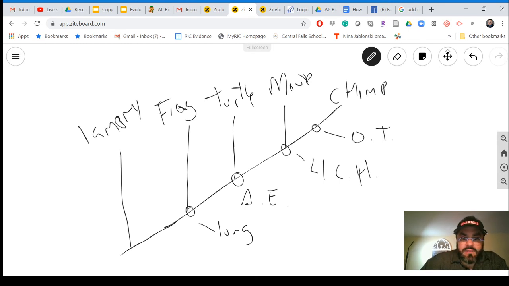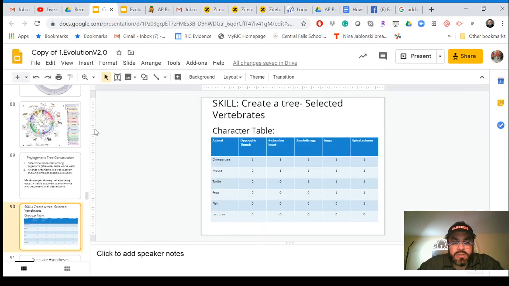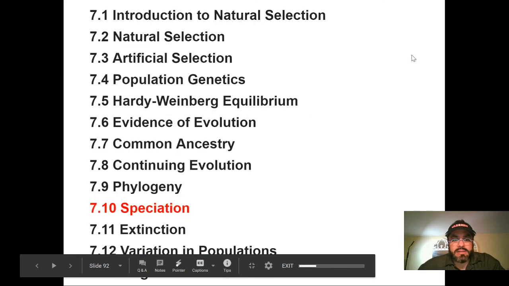Everybody here after the frog has lungs. Everybody after the turtle has an amniotic egg. Everybody here has a 4-chamber heart. Everybody here has opposable thumbs. And so what you end up doing is creating a situation where you can explain the relationship of these organisms. I hope that makes sense. If you have any questions, there are tons of videos on how to make these things. And I know we're running out of time here.